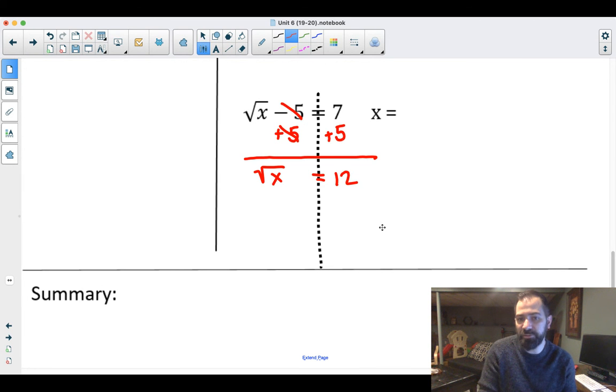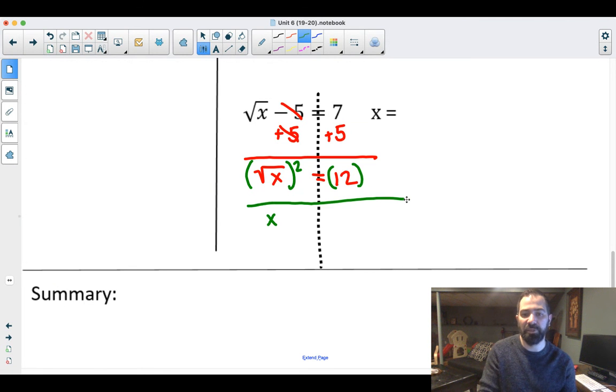Well, now we need to do what our last step is here and square both sides. You might need a calculator for this one if you need to, but if you don't, that's perfectly fine too. Square root of x times the square root of x is just x. And then 12 squared, which is 12 times 12, which is 144.